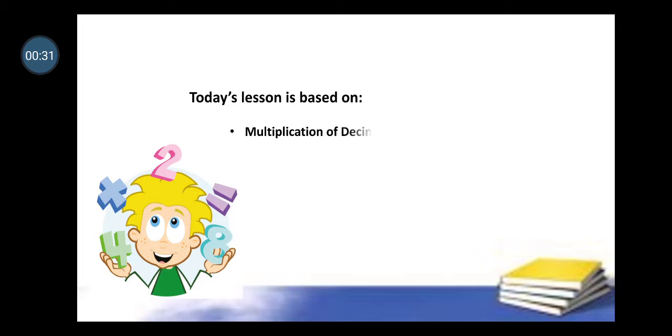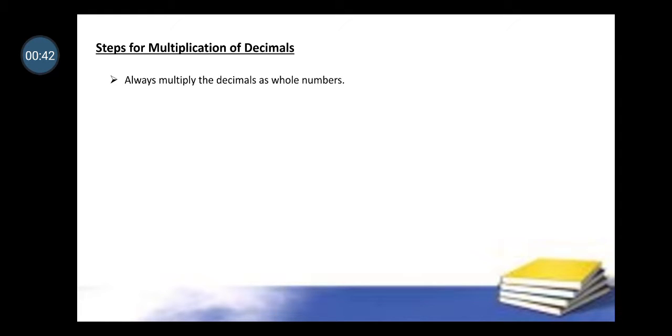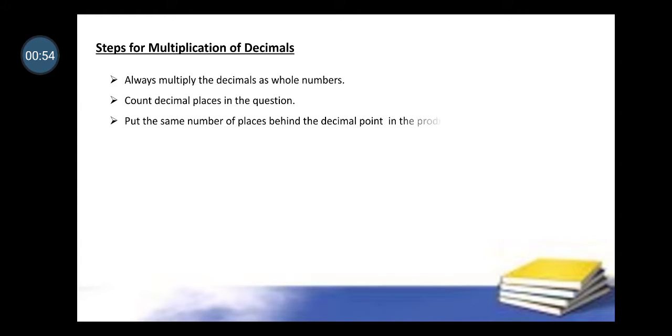So let's learn the steps that we have to follow while we are multiplying the decimals. The first step is always we have to multiply the decimals as whole numbers. We have to count the decimal places in the question and we have to put the same number of places behind the decimal point in the product. It means we have to put the same number of places after the decimal point in the product.